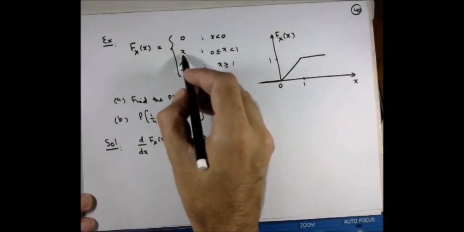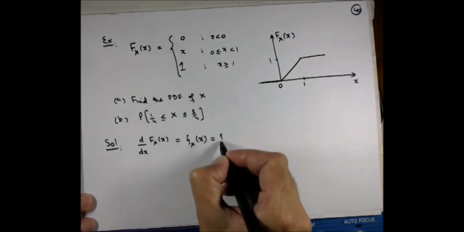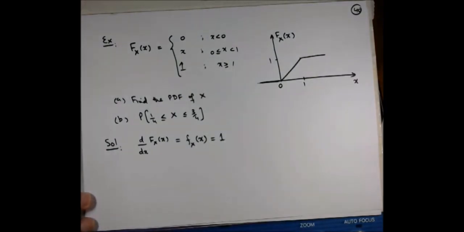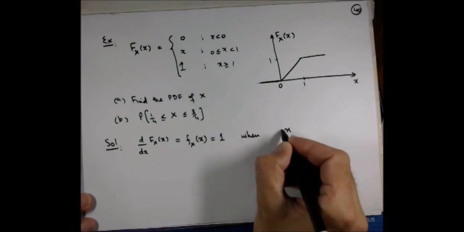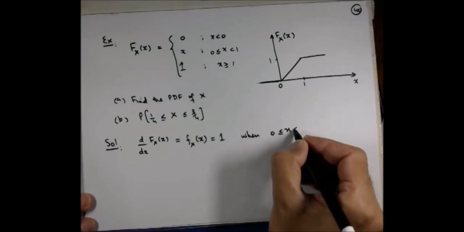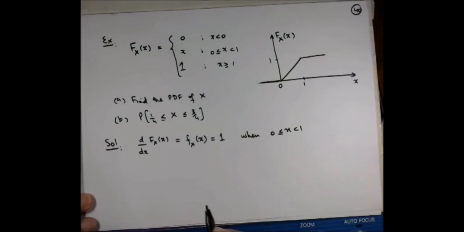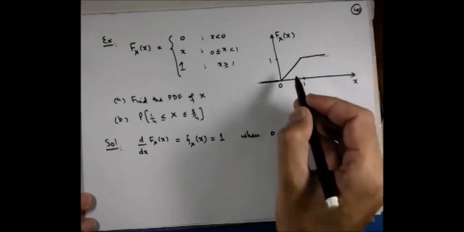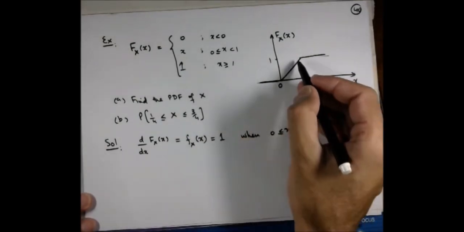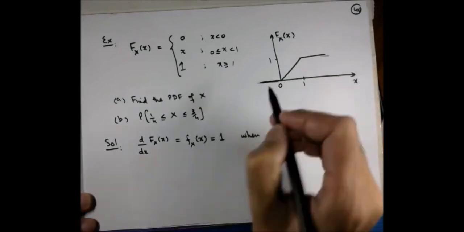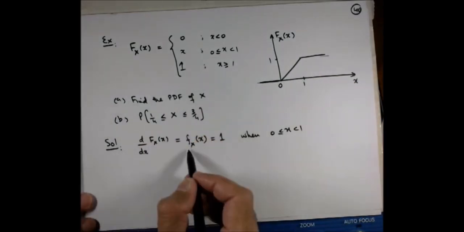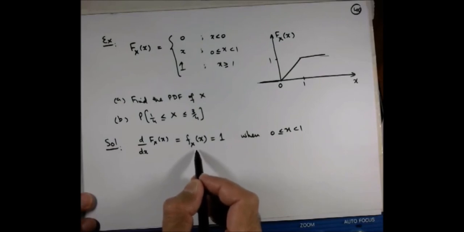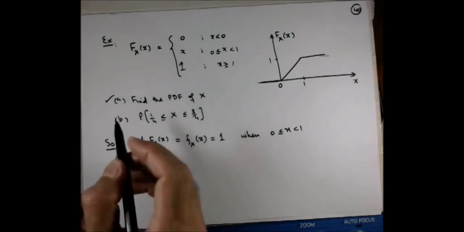If you differentiate x, you simply get 1. Then obviously x is greater than or equal to 0 and less than 1, and the rest part is 0. The derivative here is 0, the derivative here is 0. Only here the derivative is equal to 1. So we have found the probability density function here. So this part A is solved.